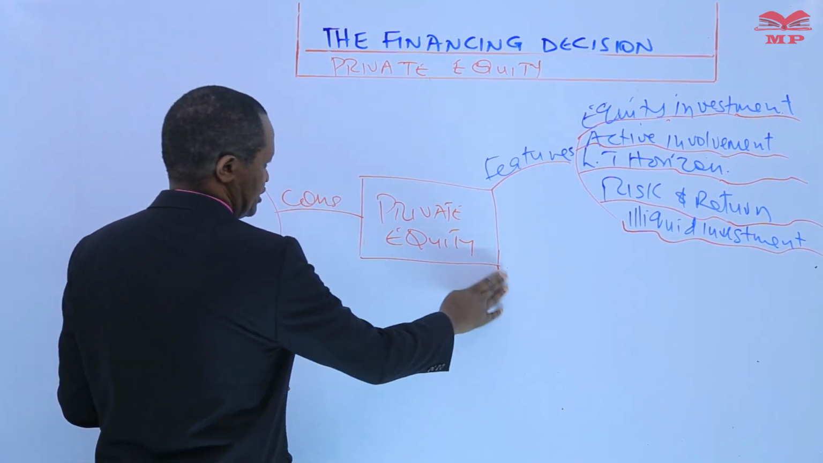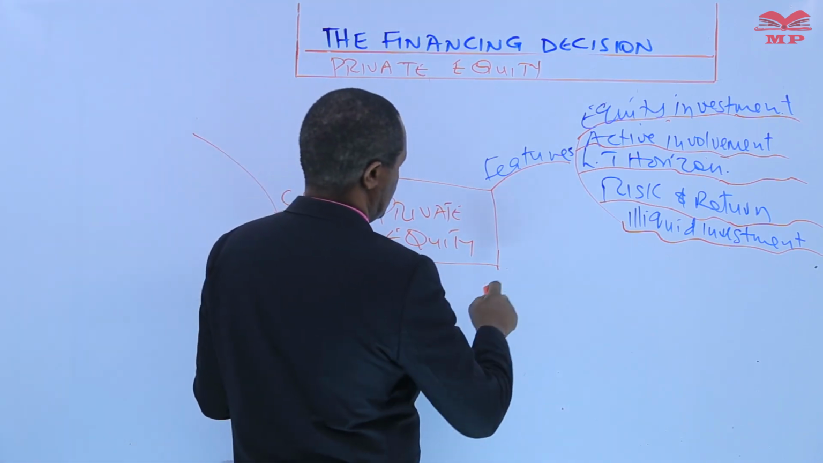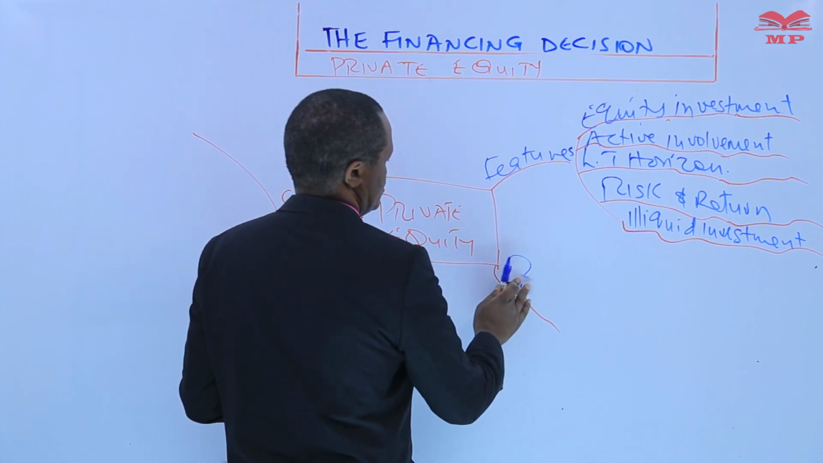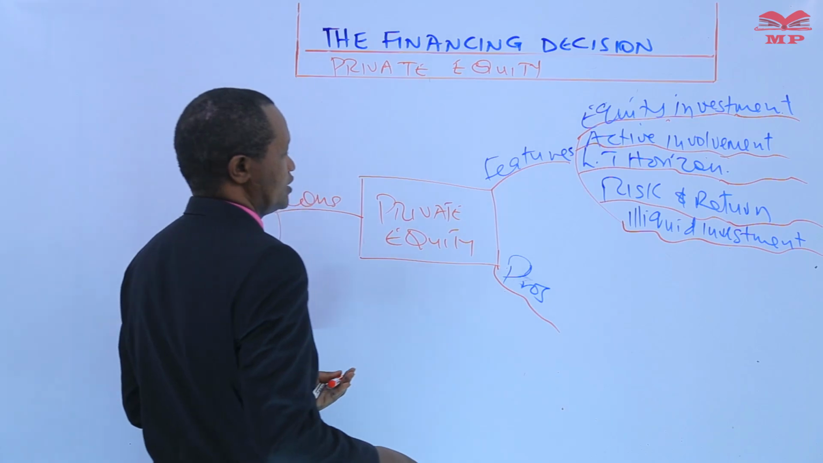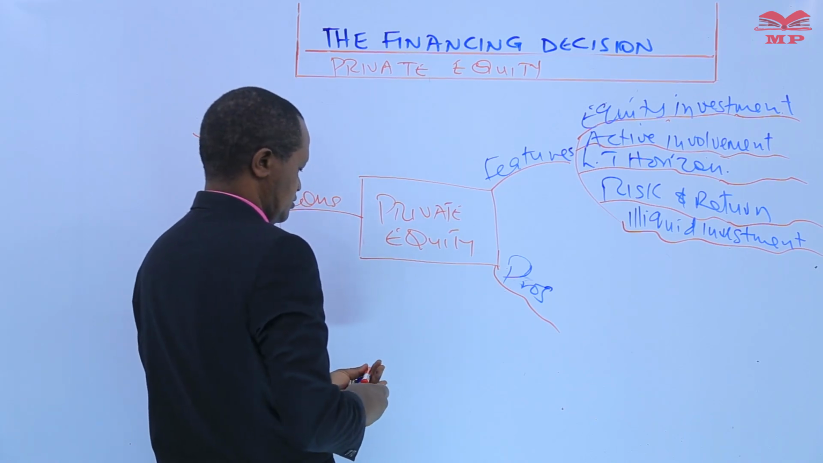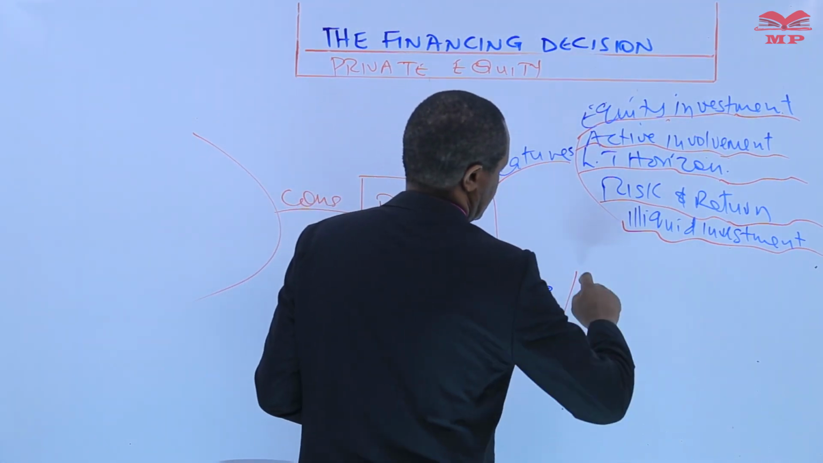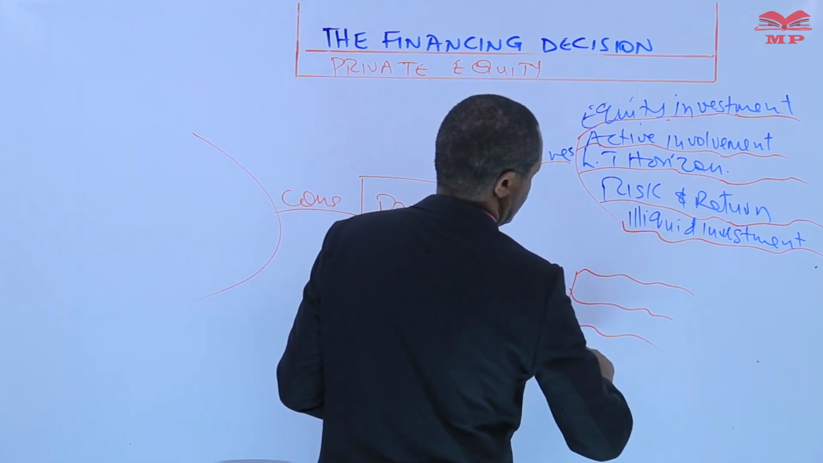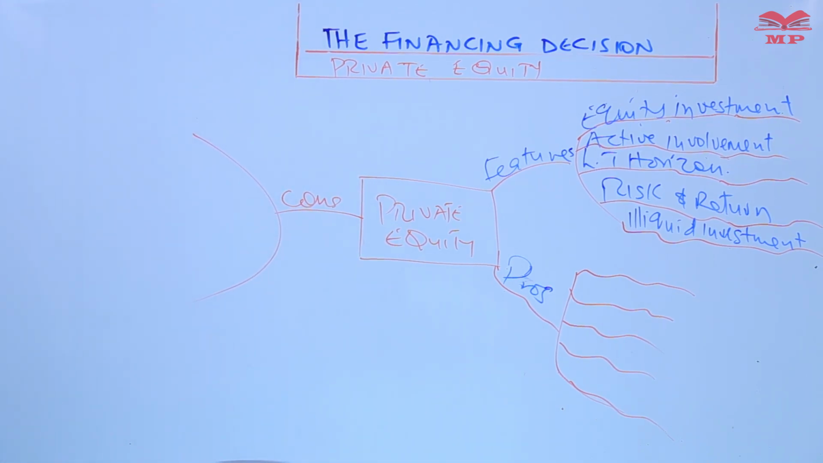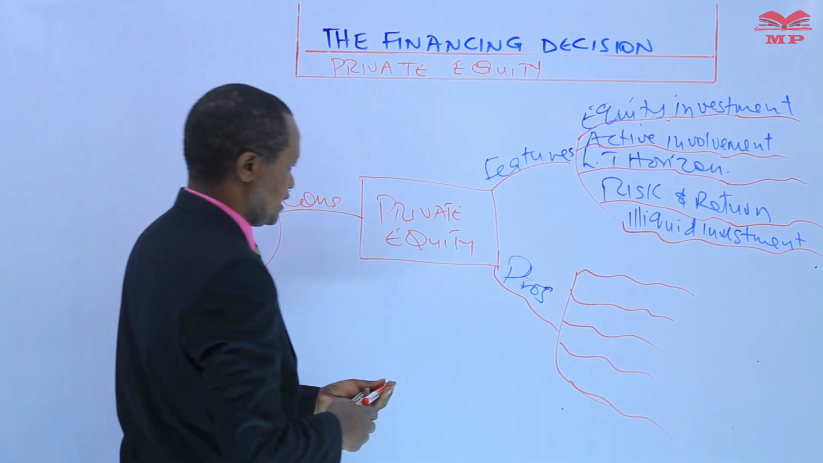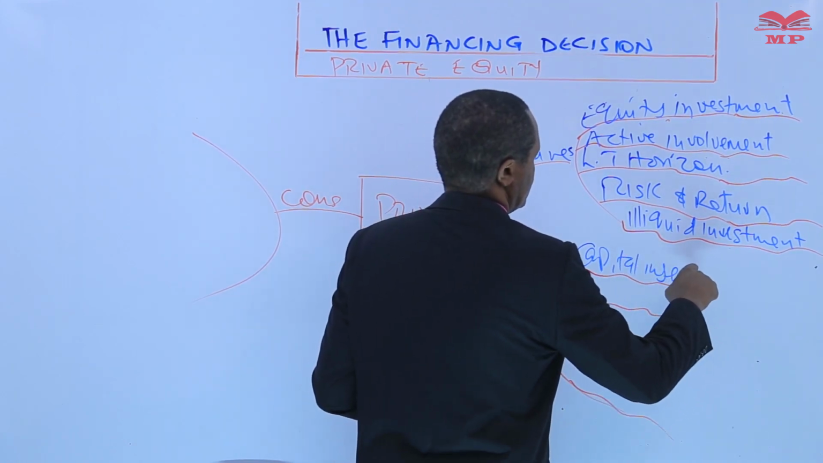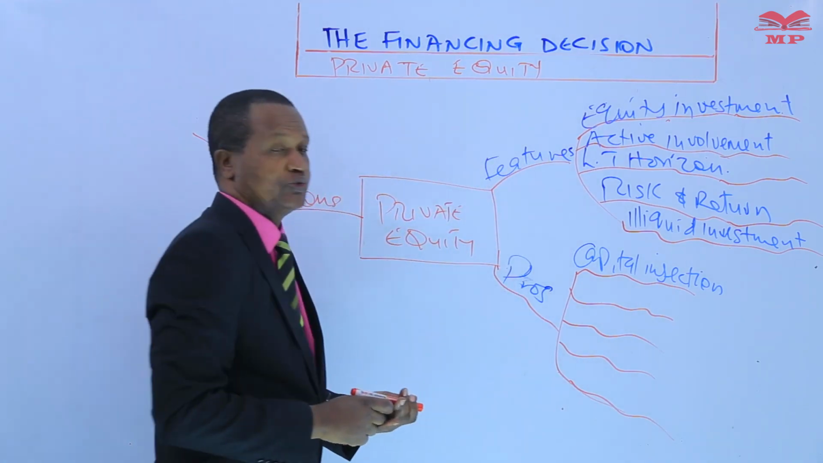Let's now outline the advantages, or let's call it pros. Remember, in this lesson, we are studying the features, the pros, and the cons. What are the advantages of private equity? The first advantage is that one related to capital injection. What does that mean?